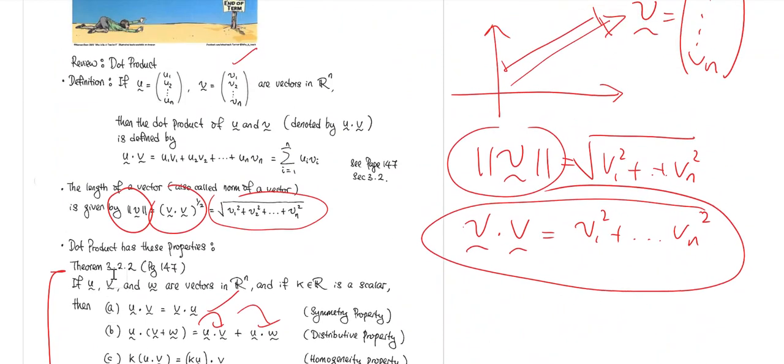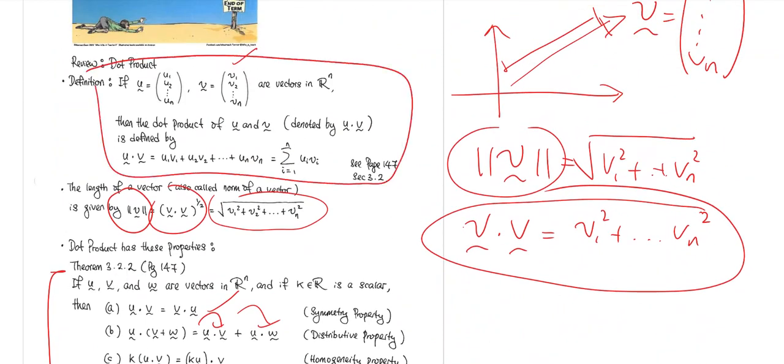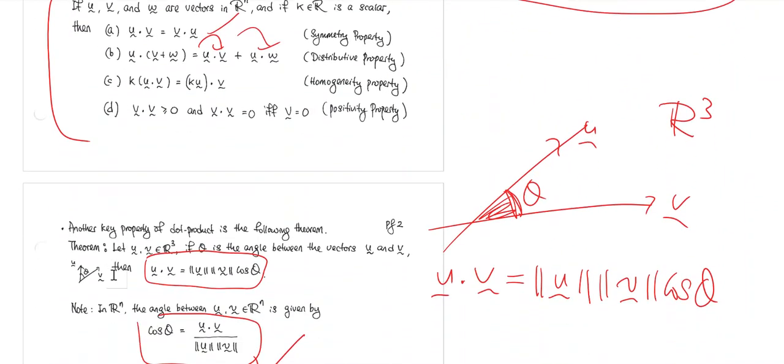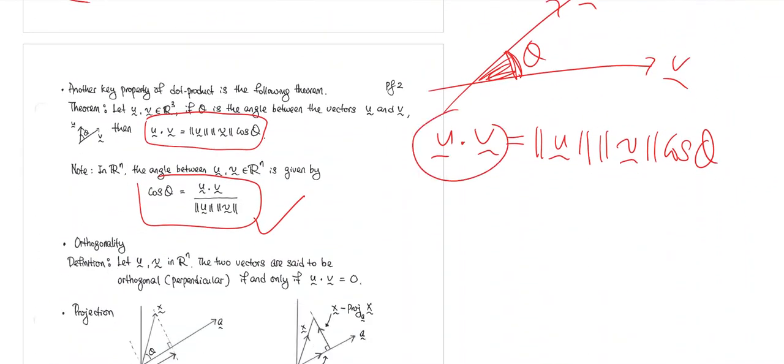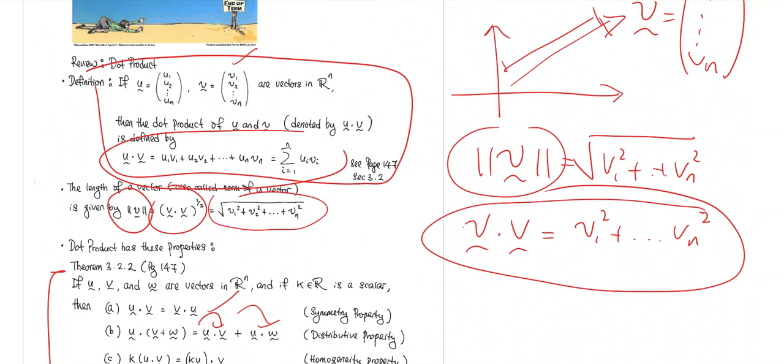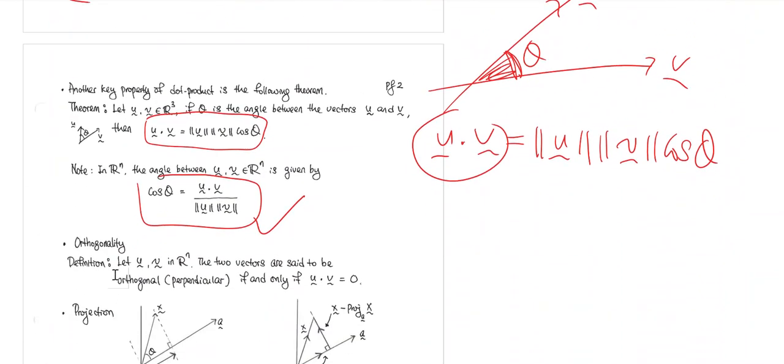So u dot v, by definition, you can compute it like this, right? And as a theorem, we can show that u dot v computed this way is actually equal to the magnitude of the vector u times the magnitude of the vector v times the cosine of theta, where theta is the angle between these two vectors. That is how we can use the cosine of theta to compute the angle theta between these two vectors.